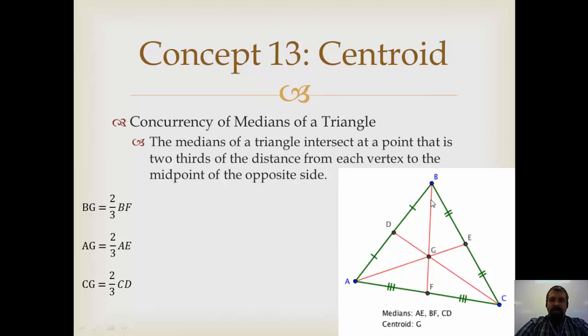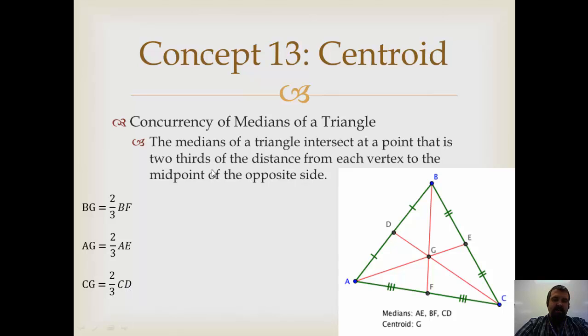So if you know the total length from B to F, you also know the length from B to G. Consequently, you also know the length from G to F. This is, in equation form, what this says in words. The length from the vertex to the centroid equals 2/3 the full length from the vertex to the midpoint on the opposite side.